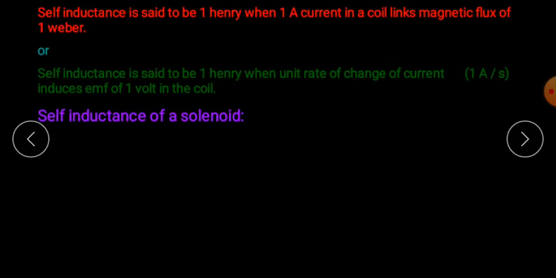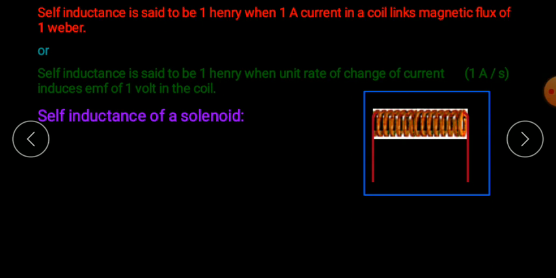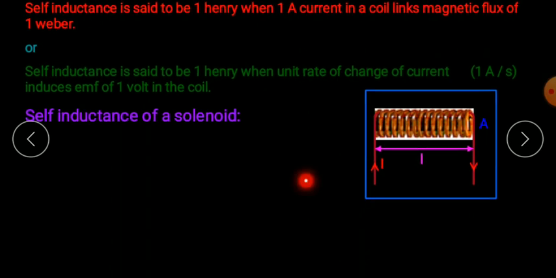Now let's write the derivation for the self-inductance of a solenoid. For this, consider a solenoid of length l, area of cross section A, and having N number of turns. Current I is flowing through this solenoid.